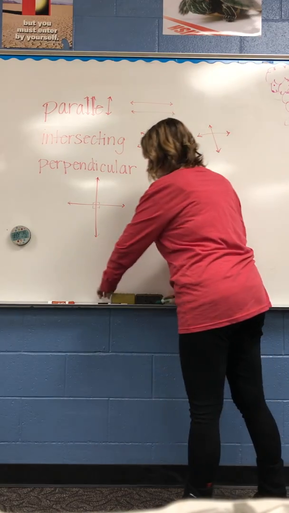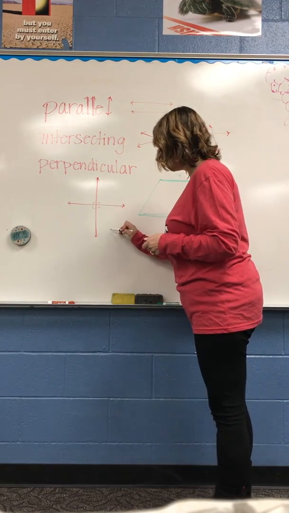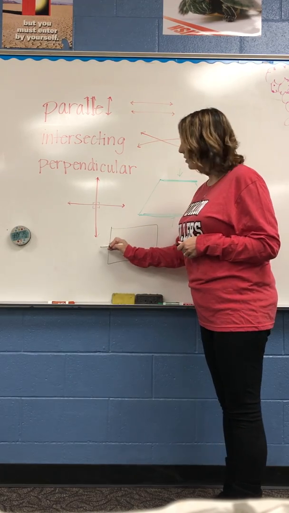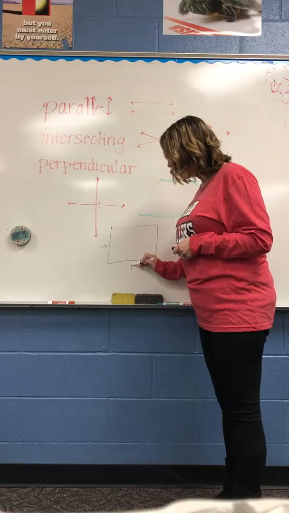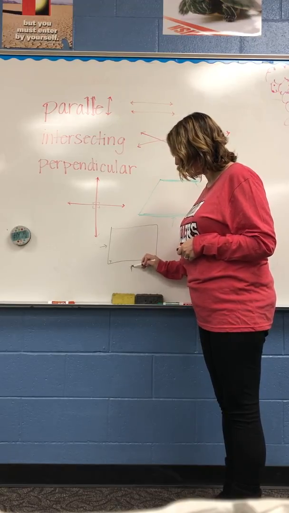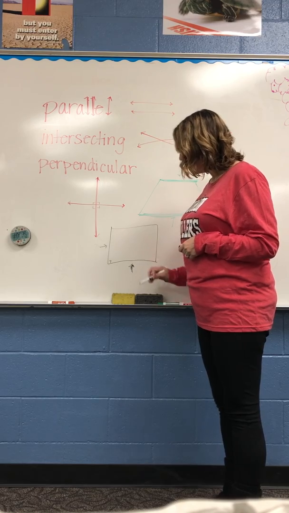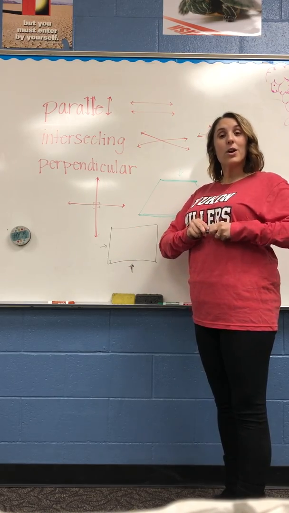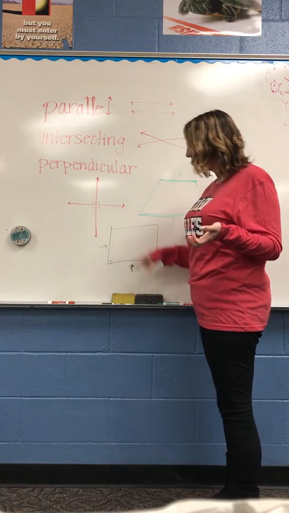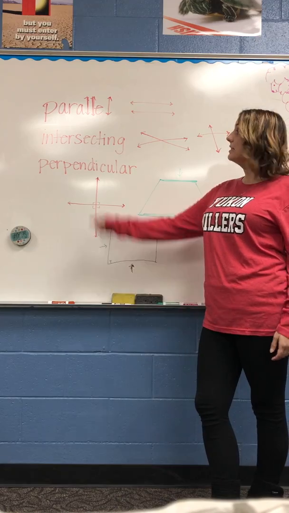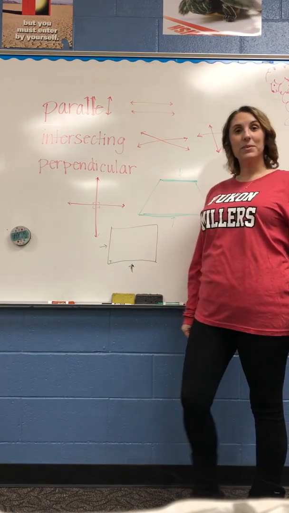Let's say that we have a rectangle here, and I want to know about this side and this side. What would we consider that? My fancy, beautiful drawing here. This side and this side, they meet at a right angle, therefore they are perpendicular lines. Okay, so be on the lookout for lots of perpendicular lines, parallel lines, and even intersecting lines. All right, enjoy.